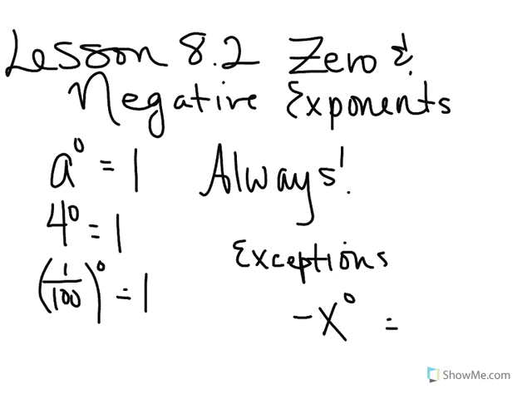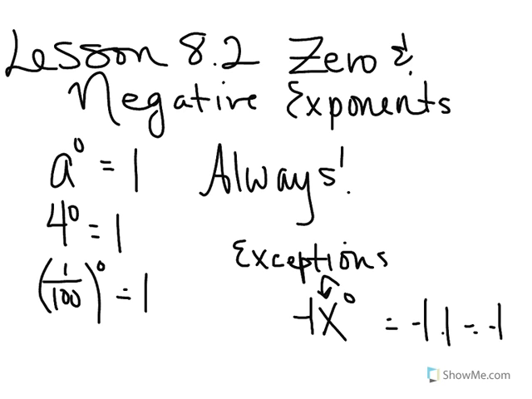So if you have the opposite of x to the 0, it is only applied to the x. It is not applied to the negative sign. So this is like a little negative 1 in front. So this would be negative 1 times 1, which is negative 1.